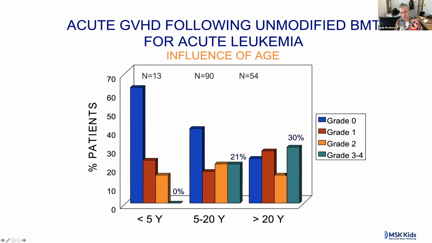So this is an example. This is for acute leukemia, and you can appreciate on this slide on the y-axis the percentage of patients who are developing GvHD by age group. Less than 5, 5 to 20 on the x-axis, and more than 20. And you can appreciate the higher the age, the more risk of graft versus host disease.